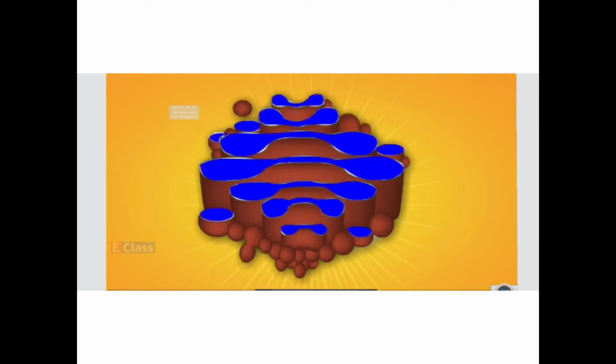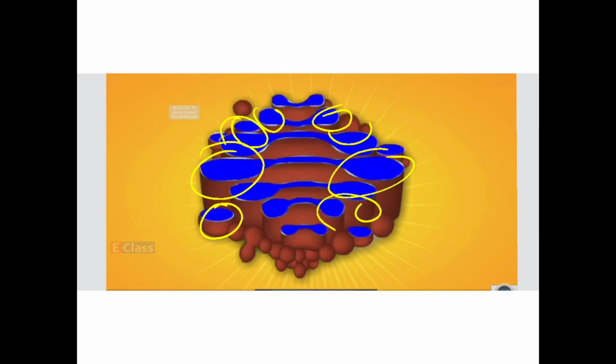It is made up of 5 to 8 hollow and flat sacs placed parallel to each other. You can see here one, here one, here one, here one. Right? I am showing you. See here one, here one, here one, here one, here one, here one. So you can see it is almost like in a pair. So this Golgi complex is placed parallel to each other.